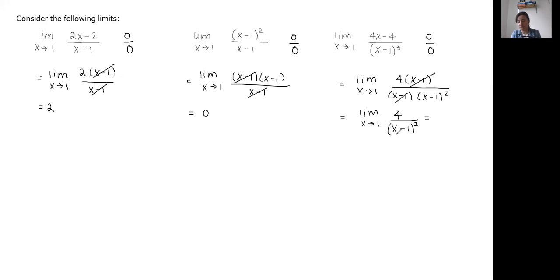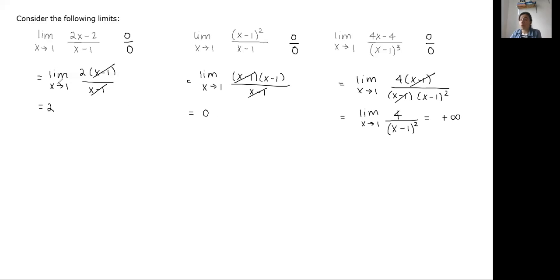What is the limit of 4 over (x minus 1) squared when x goes to 1? It's infinite, right? The denominator is always positive, which means this is always plus infinity. Otherwise, remember, you have to verify whether it's plus infinity or minus infinity. In this case, the denominator is always positive, so we're dividing by something really, really tiny that is positive. So we get something really, really large that is positive as well.